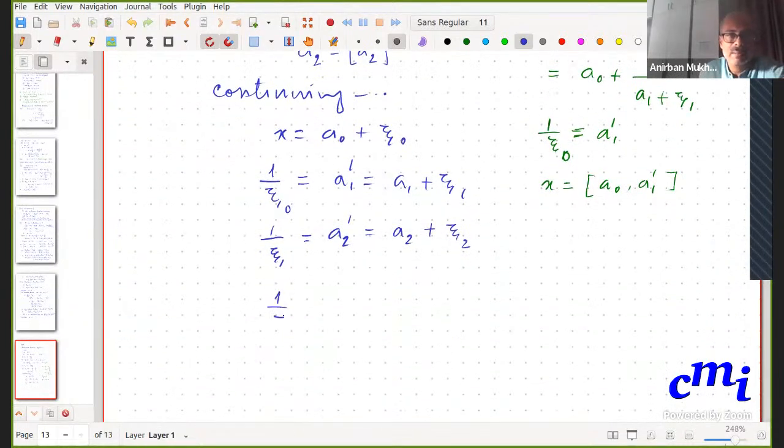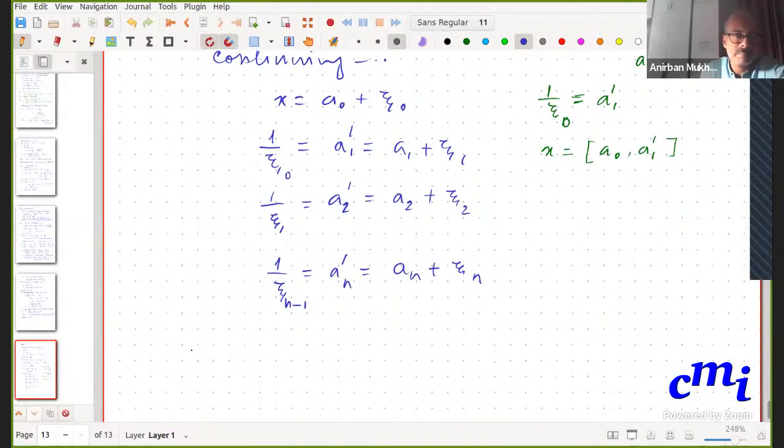In general, this is xi j, or say xi n, is equal to a n, sorry, a n dash, with xi n minus 1, say the nth stage. It started from 0, so the nth stage should be 1 over xi n minus 1, and so a n dash, which is a n plus xi n. So there you get xi n, and we stop.